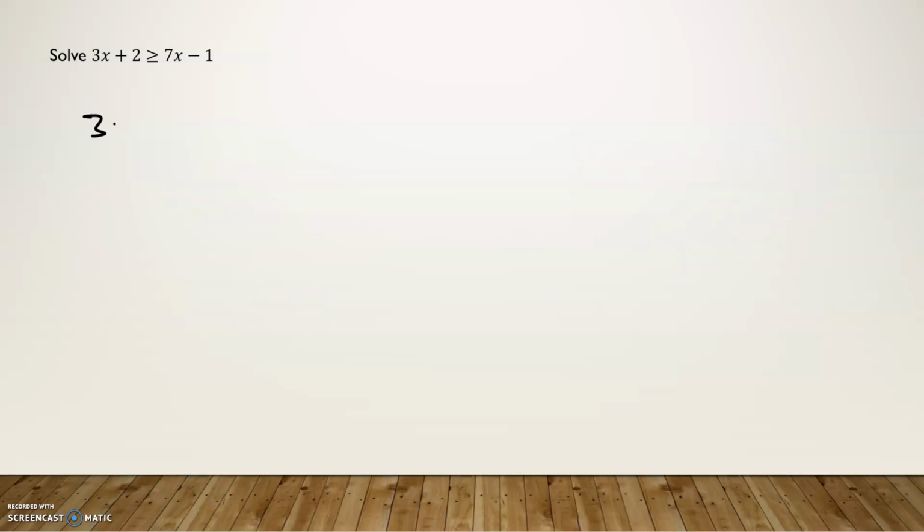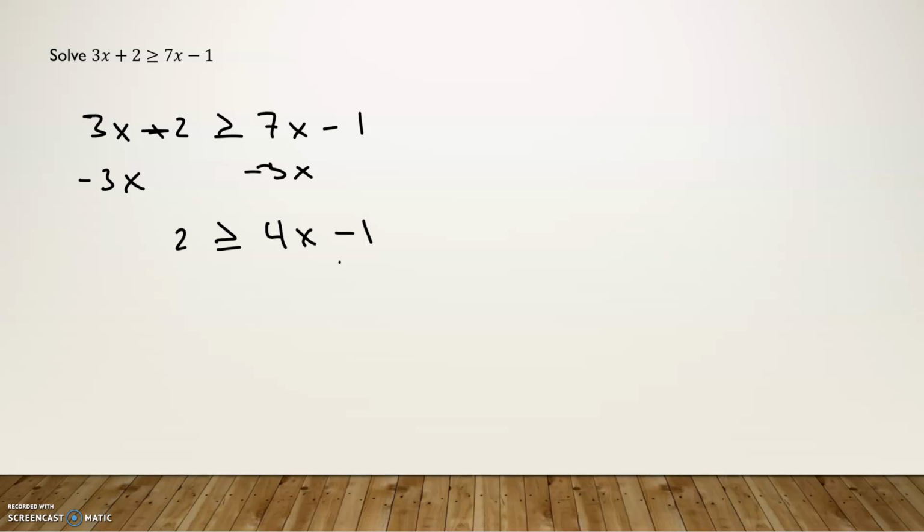Okay, 3x plus 2 greater than or equal to 7x minus 1. I'm going to subtract 3x from both sides. So 2 greater than or equal to, that's going to be 4x. Going to add the 1 to both sides, so that'll be 3. And then divide both sides by 4. So 3 over 4 greater than or equal to x.